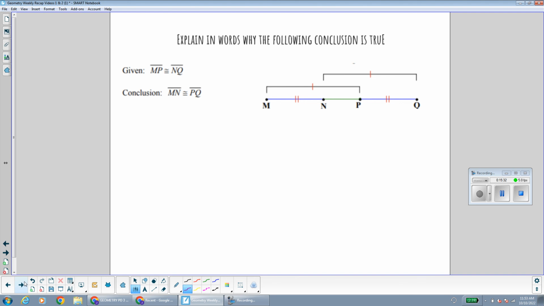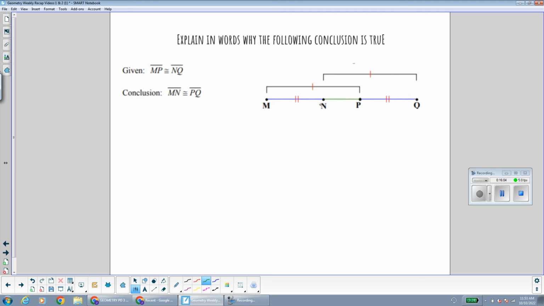Another one, and I believe this is our last slide. Nope, one more after that. That's okay. So we are given that MP is congruent to NQ, and we need to arrive at the conclusion that MN is congruent to PQ. Let's think for a second. We're starting with MP, and we need MN. Is MN bigger or smaller than MP? You might be thinking smaller.